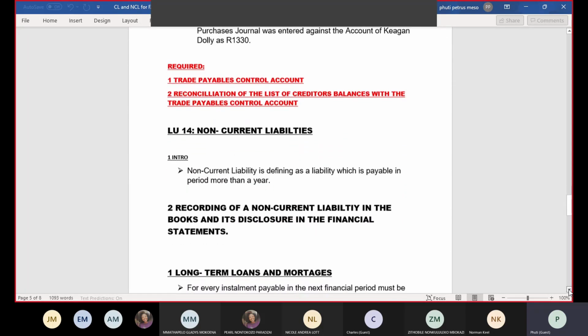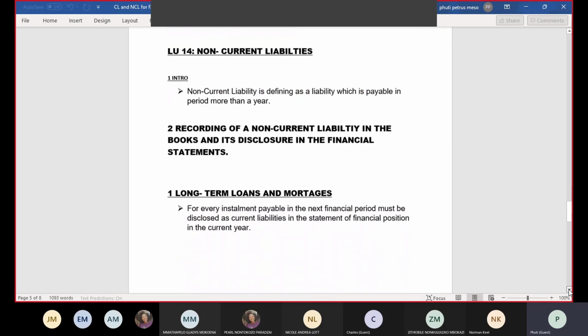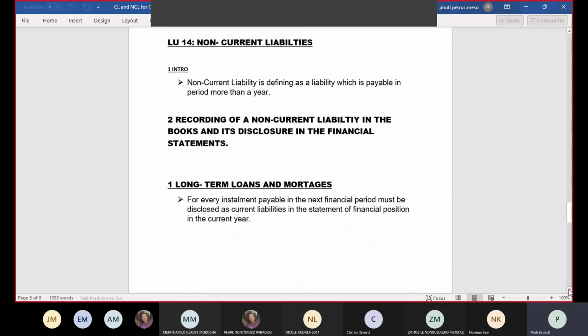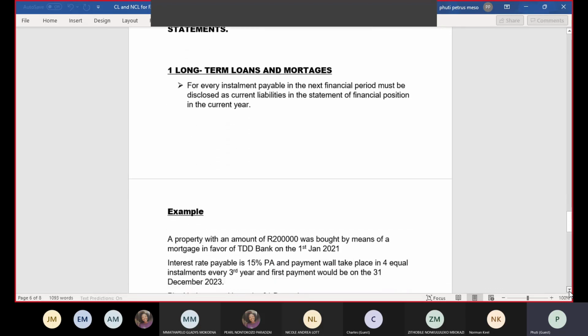Let me finish off things with your non-current liabilities. We'll get back to the question next week. Non-current liabilities are defined as liabilities which are payable for a period of more than a year. Recording of your non-current liabilities in the books and their disclosure in the financial statements: you get long-term loans and mortgages. I think we spoke about this kind of non-current liabilities. Every installment due in the next financial period must be disclosed as a current liability in the statement of financial position in the current year. So those are the short-term portions that you can actually deal with.